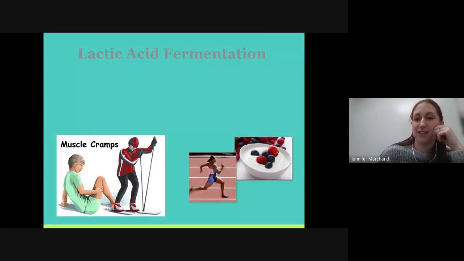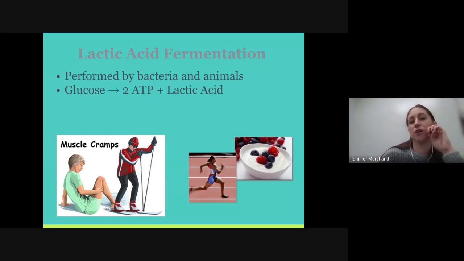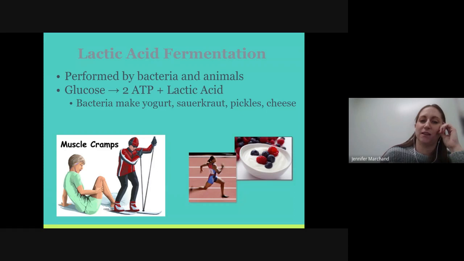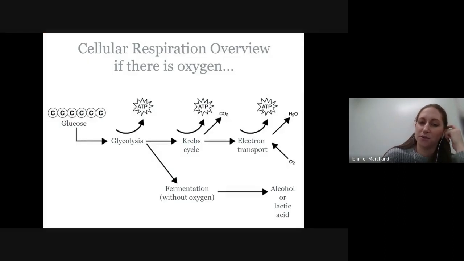We also have lactic acid fermentation, which I talked about a little bit. It's going to be performed by bacteria and animals. It's also going to cause some muscle cramps. You're going to have the glucose, which is then going to make 2 ATP and the lactic acid. Then you're going to have the bacteria, which could also make yogurt, sauerkraut, pickles, and cheese. And then animals, they're going to feel muscle fatigue. Obviously, this happens to runners a lot, and just kind of every day when people are working out.